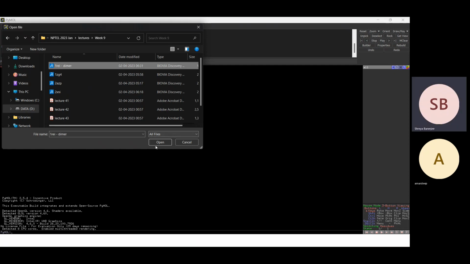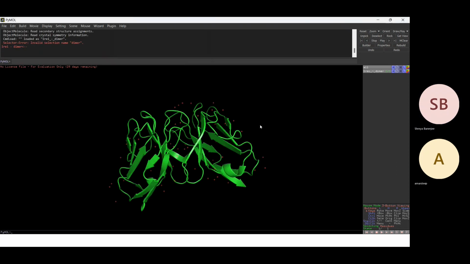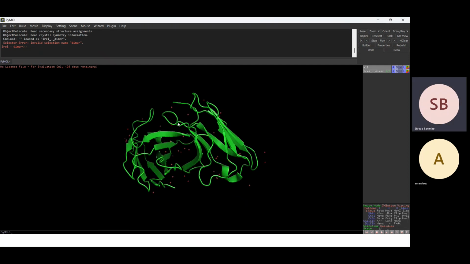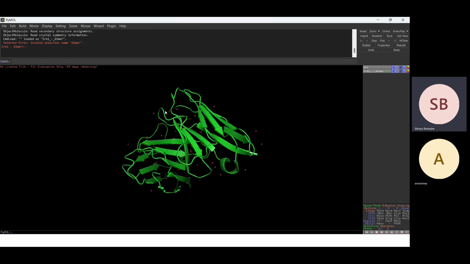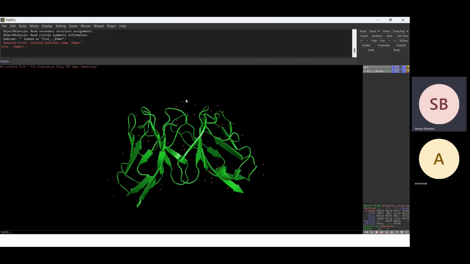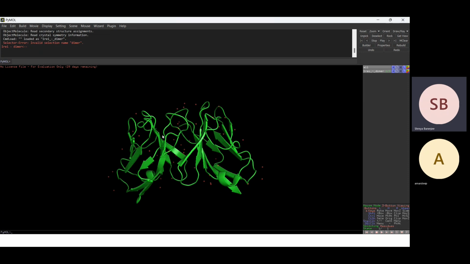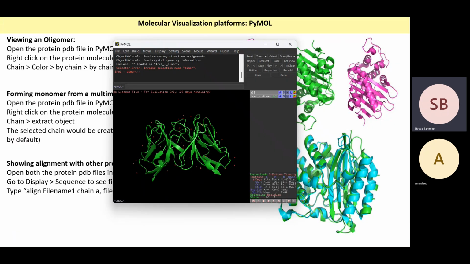So I have a dimer here. I have opened that. It is a dimer, but you can see that it is difficult to understand that this is a dimer because the two chains are of the same color. So I need to make it different colors.